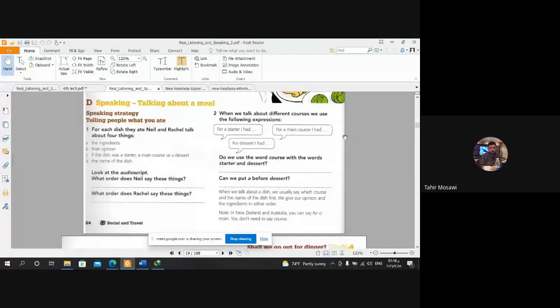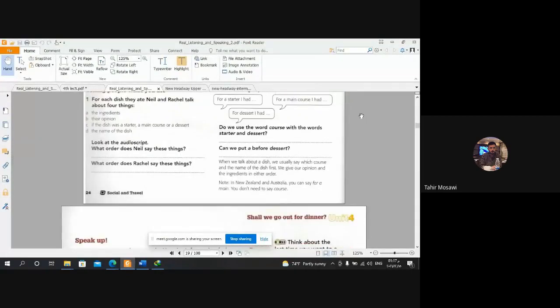While for a main course is said when you want to talk about the main course, and the same with the dessert. Okay, so we use the word course with the words starter and dessert. We can't use them with the dessert and with the starter. The word course comes only with the main dish, which is the main course. Can we put a before dessert?